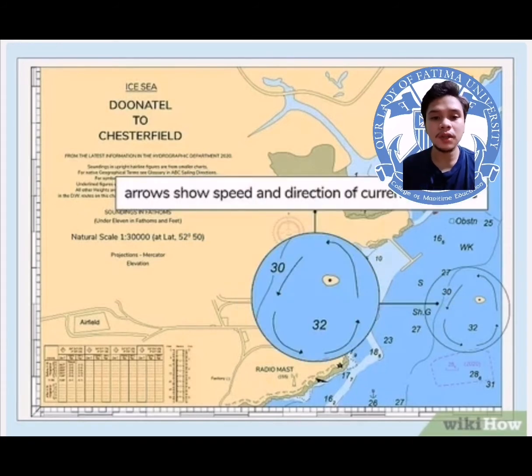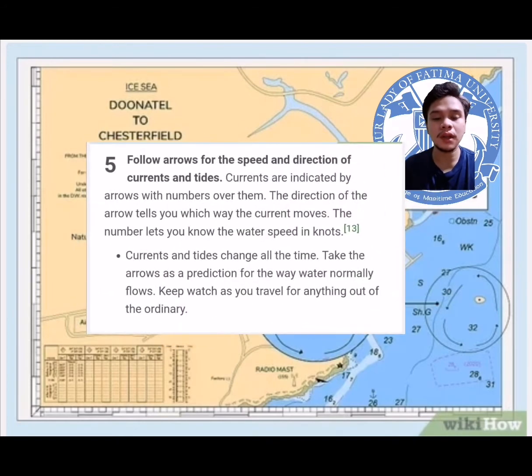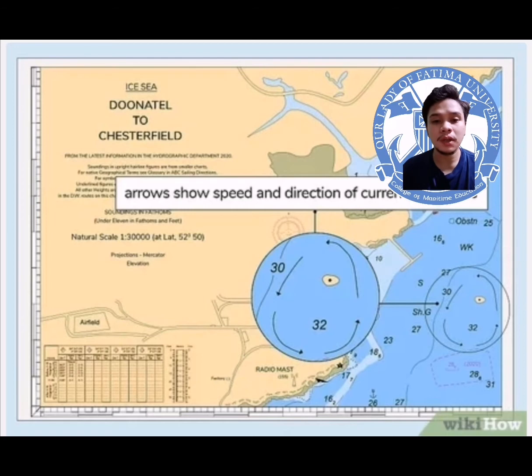Follow arrows for the speed and direction of currents and tides. Currents are usually indicated by arrows with numbers over them. The direction of the arrows tells you which way the current moves. The number lets you know the water speed in knots. Currents and tides change all the time. Take the arrows as a prediction for the way water normally flows. Keep watch as you travel for anything out of the ordinary.